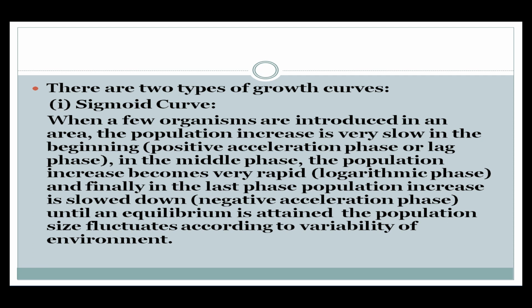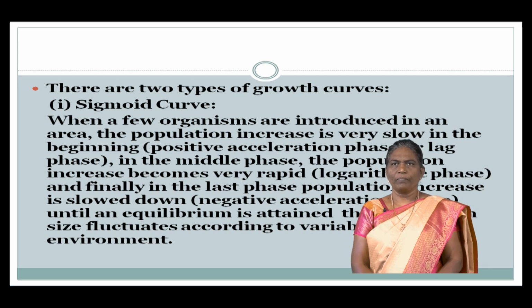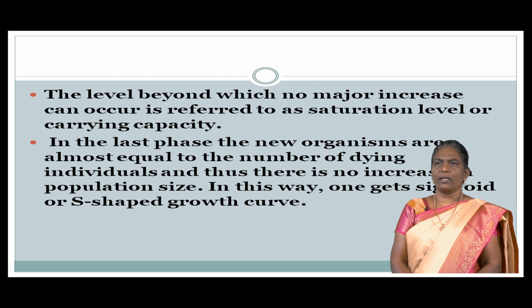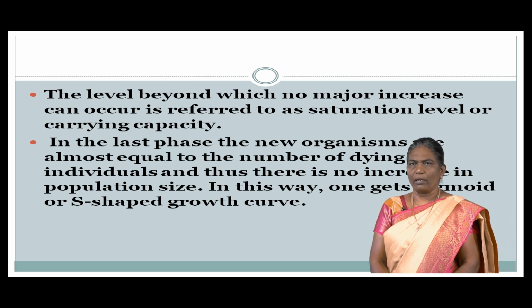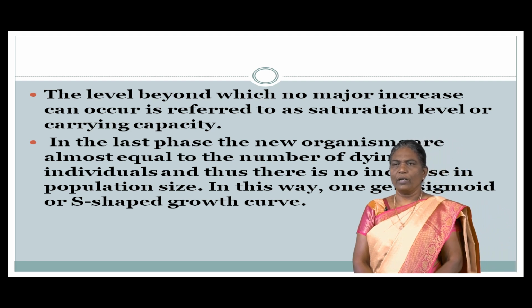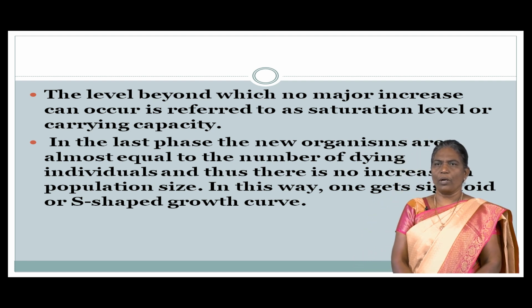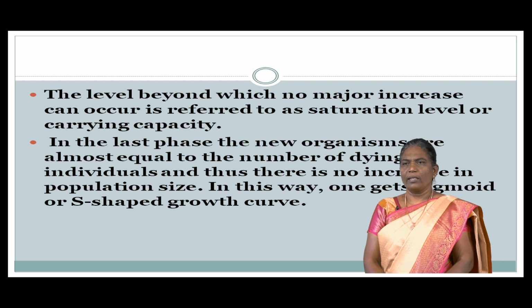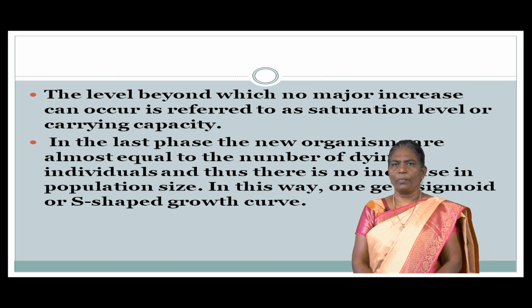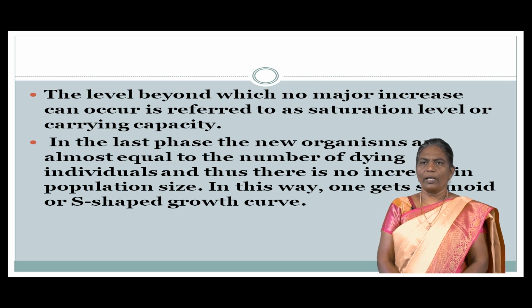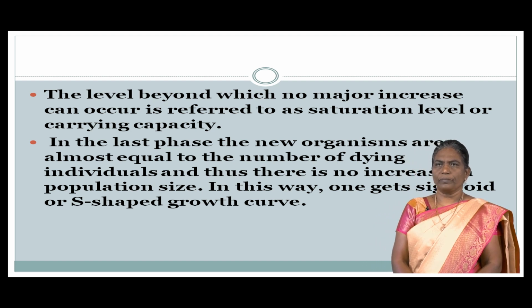Until an equilibrium is attained, the population size fluctuates according to variability of environment. The level beyond which no major increase can occur is referred to as saturation level or carrying capacity. In the last phase, the new organisms are almost equal to the number of dying individuals, and thus there is no increase in population size. In this way, one gets sigmoid or S-shaped growth curve.